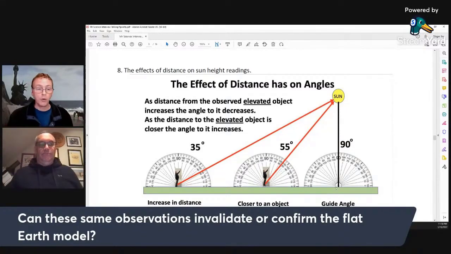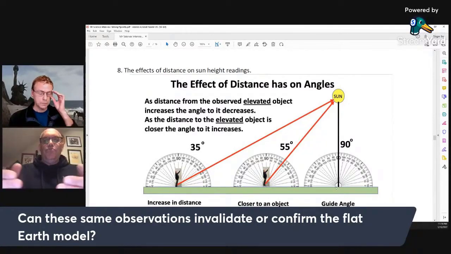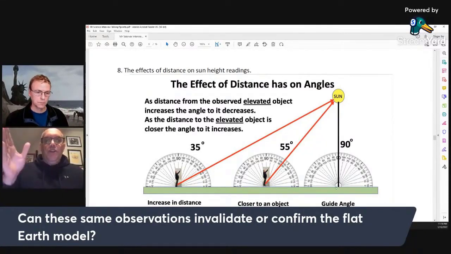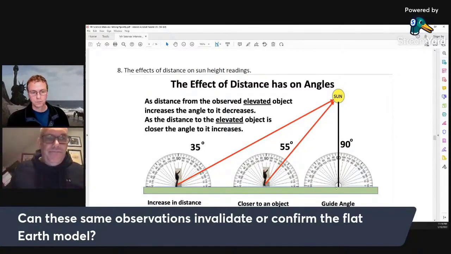Well, I think my whole point is that this whole diagram is predicated on knowing the height of the sun above the surface. Oh no, this diagram is just to show that as you move closer to or away from an object, the measured angle gets higher and lower. That's it. That's the only reason that this diagram exists.